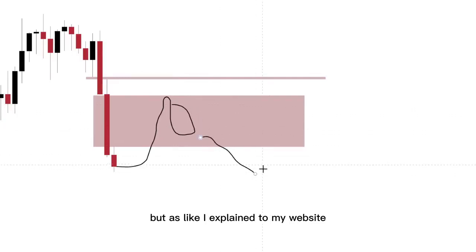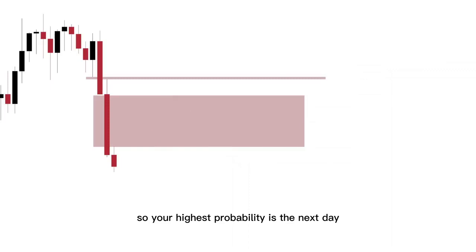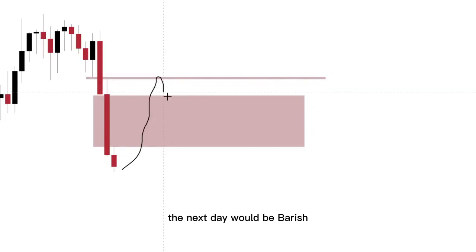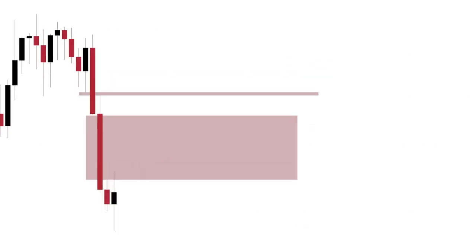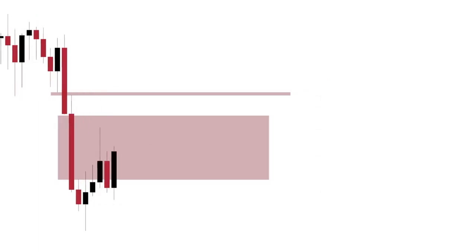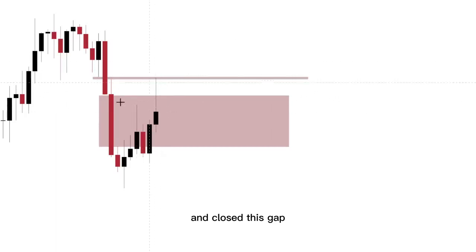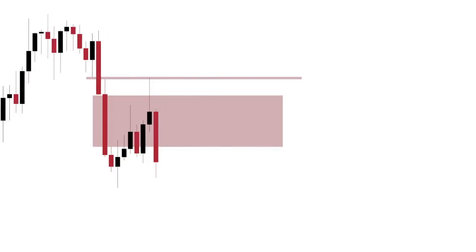So the next candle, daily candle, will be bearish, and so on. But like I explained on my website, as the days go by, the probability of your bias goes down. So your highest probability is the next day. Same with here. If price comes up here and closes this gap completely, the next day would be bearish. So let's go with it. Okay, so price closed this gap completely and closed this gap. So I anticipate the next day to be bearish.